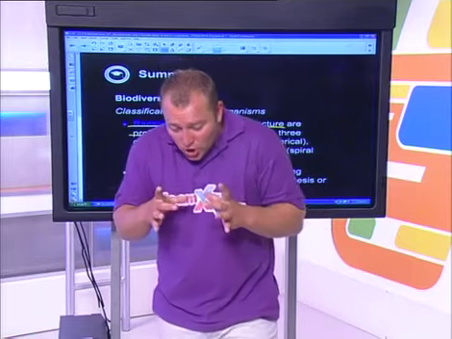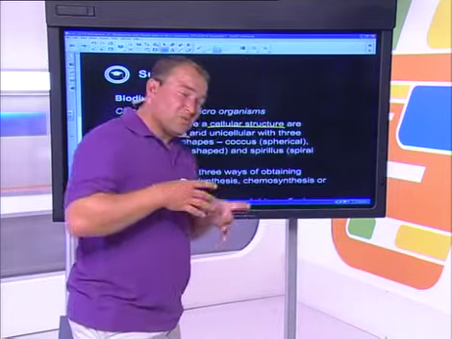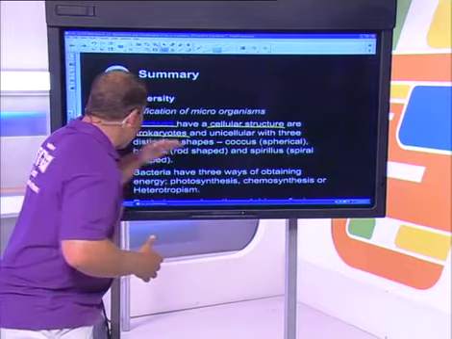Now, one means it's got a true nucleus. It means that it's got a nuclear membrane around the chromatin network, okay? It's got a nucleus around a complete thing. One has got a nuclear membrane, one doesn't. Now, bacteria is prokaryotic. So you get prokaryotic and you get eukaryotic.